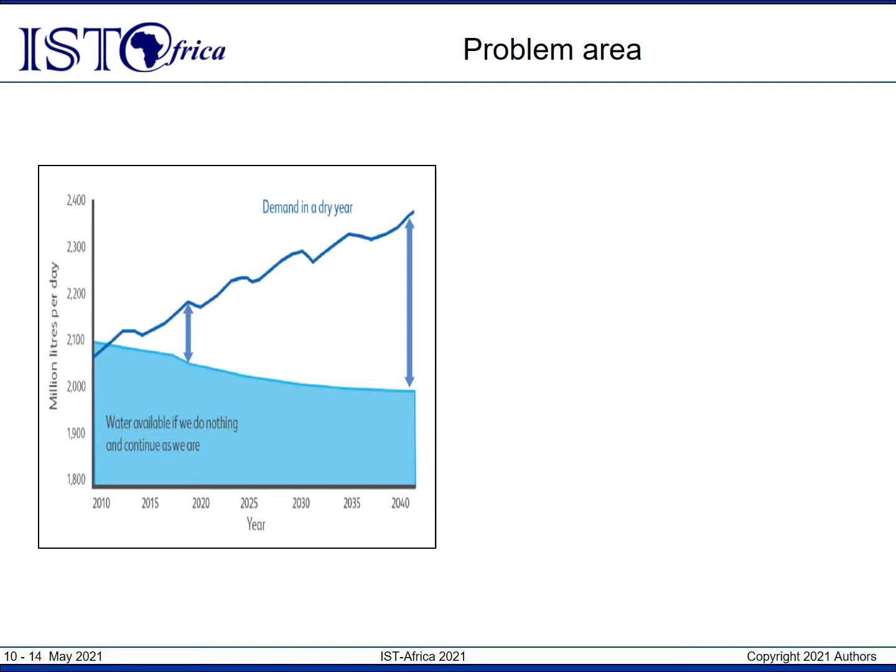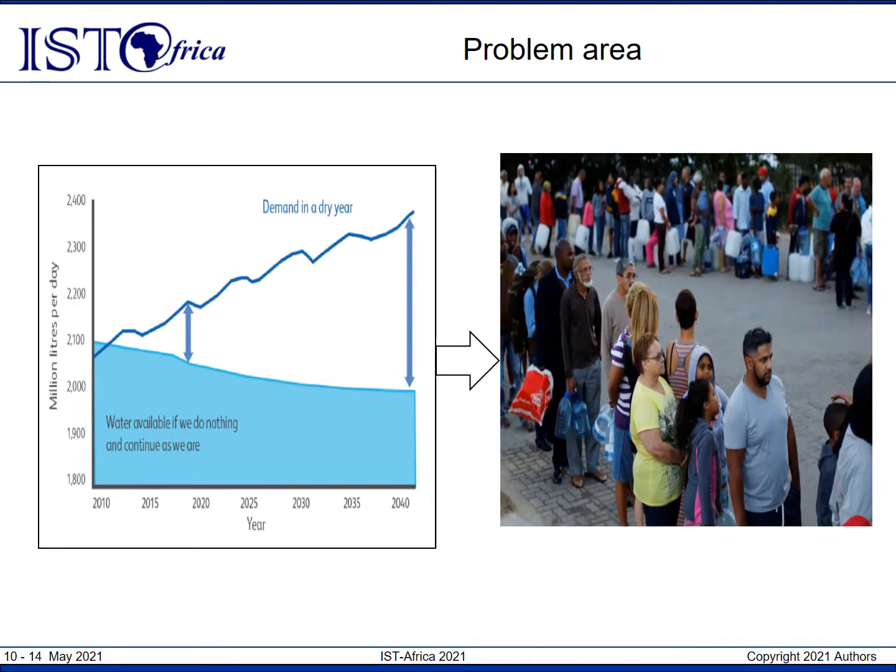The diagram on the left-hand side shows that in the future we shall experience water shortage if these contributing factors persist. Some of them include prolonged drought due to climate change and the increasing demand for water, as shown on the left-hand side.